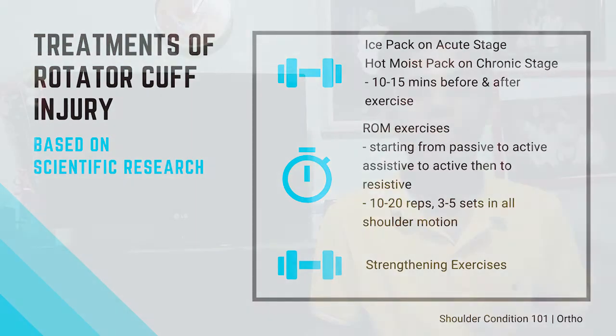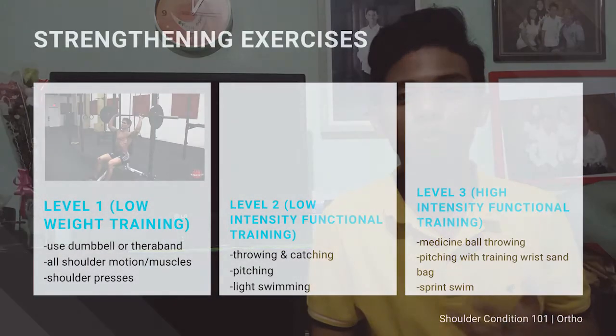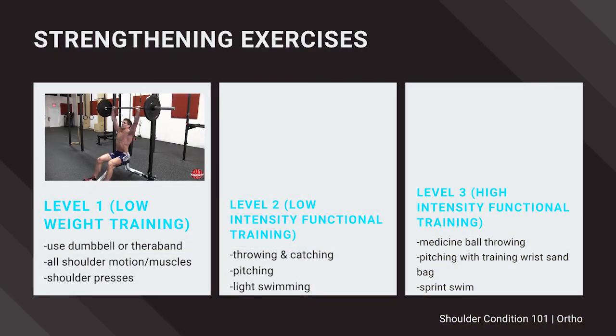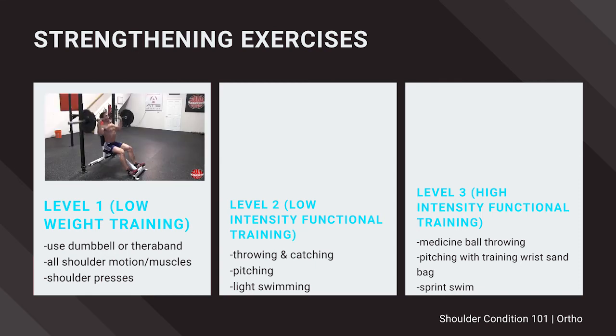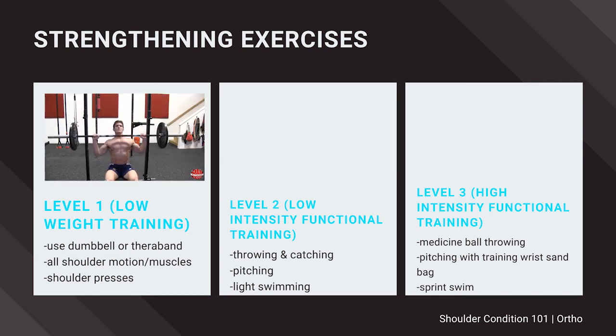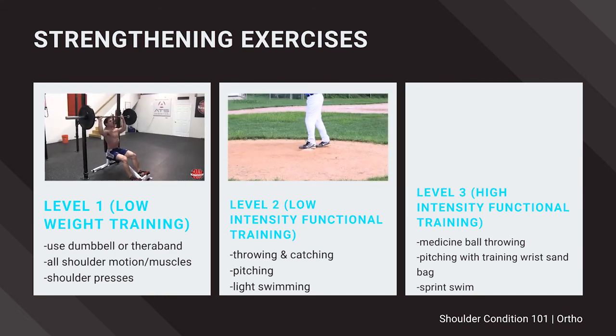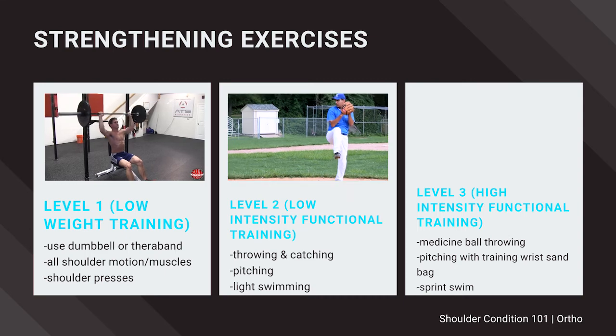So here are some strengthening exercises you can perform on your patients with rotator cuff injury. For level 1, we have weight training. You can do internal and external rotations with dumbbells or band, and also shoulder abductions with dumbbells and band, and also your shoulder presses.